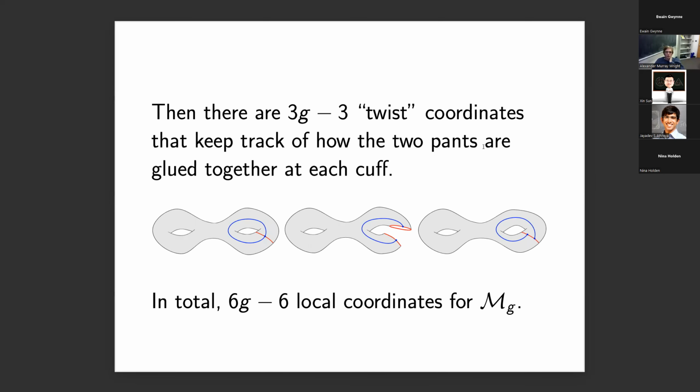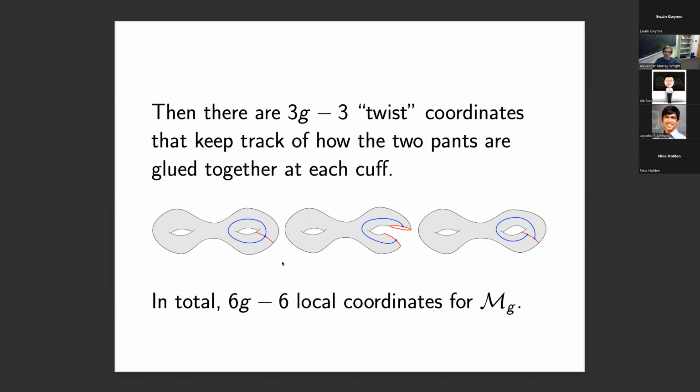And then there are also 3G-3 twist coordinates that keep track, when you glue two pairs of pants, of how they're twisted relative to each other. It's a little subtle, actually, how to define twist. What's much easier to understand is how to define changing the twist. Here I've drawn a picture of how to think about the twist at this red geodesic.